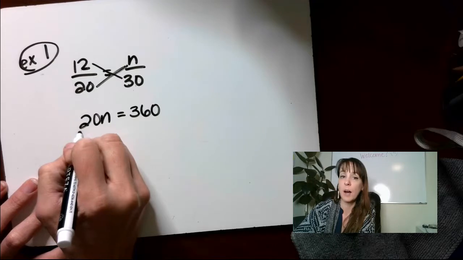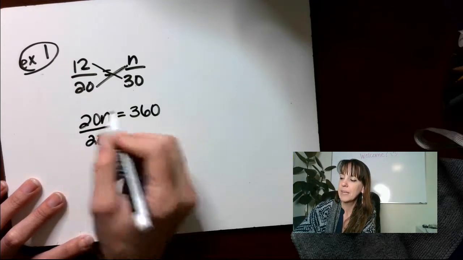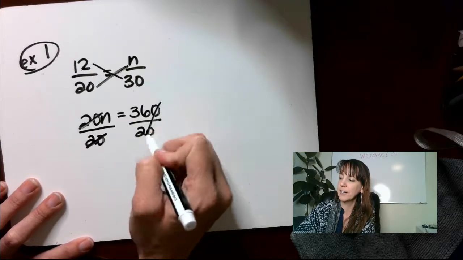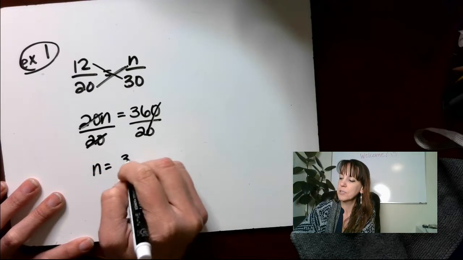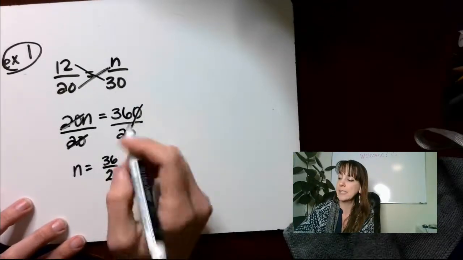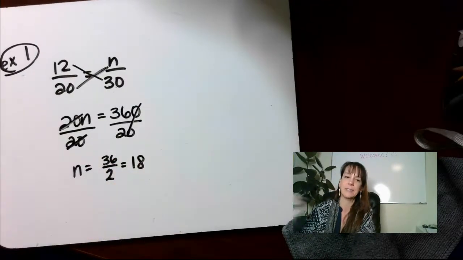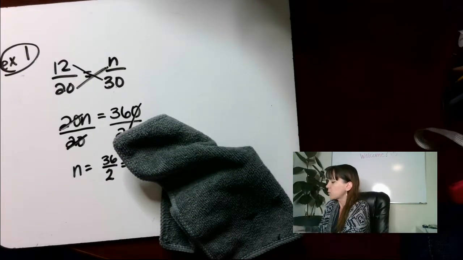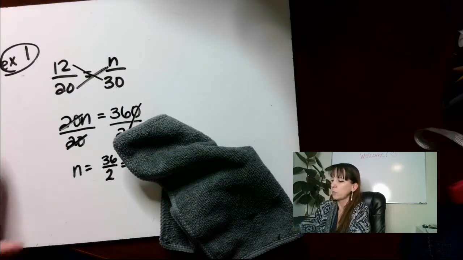So if we do the opposite of multiply, which is divide, these guys cancel out, okay? This cancels out over here, and we're left with n equals 36 over 2. Again, we can reduce that by cutting that in half, and we get 18. Okay, so there's two different ways of doing it. Whatever way you pick, just make sure that I see all of your work, please and thank you.